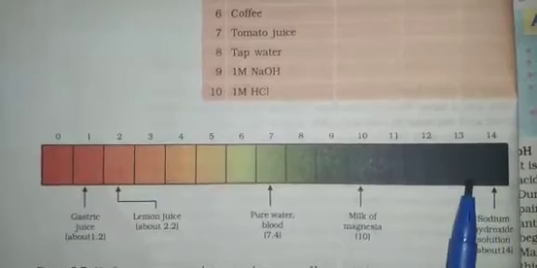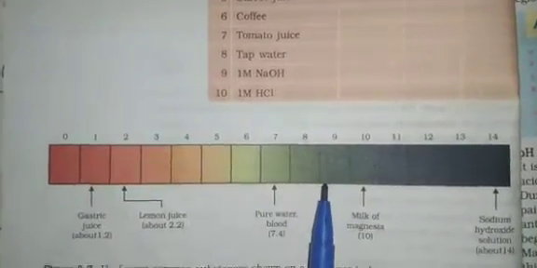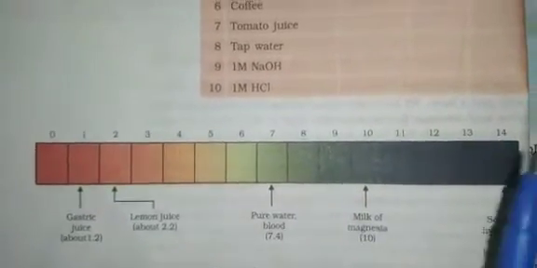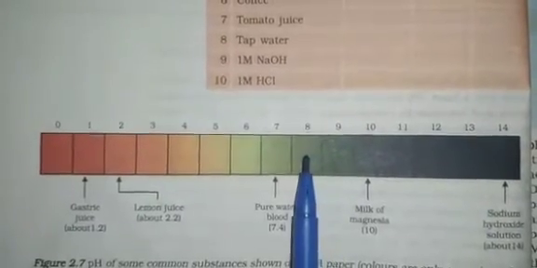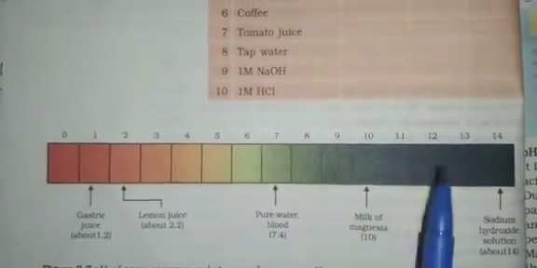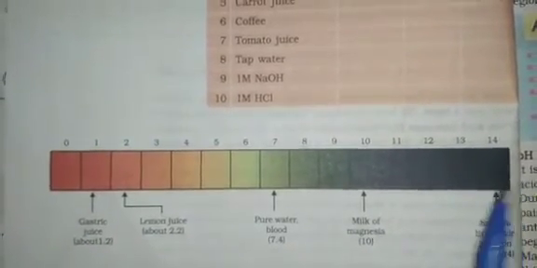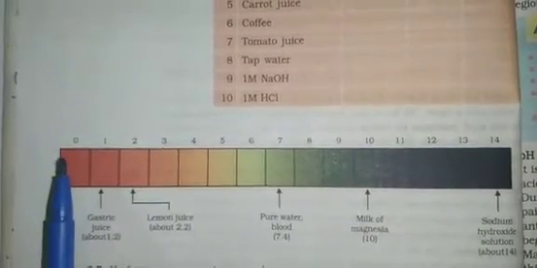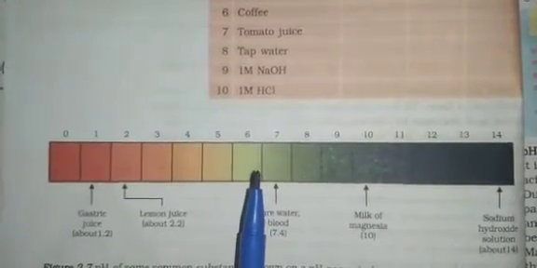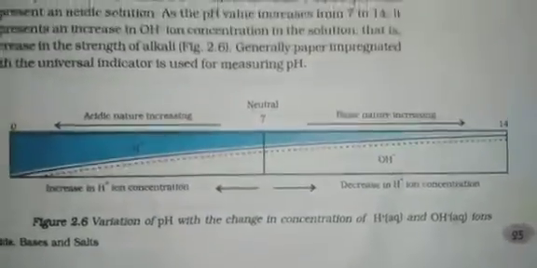When you come down here, 8, 9, 10 are weak bases, because the OH minus ion concentration is less compared to 14. The ones at 8, 9, 10 are weak bases, and 11, 12, 13, 14 are strong bases. Here also, 0, 1, 2 are all strong acids, and here 6 is a weak acid. Here also you can check.